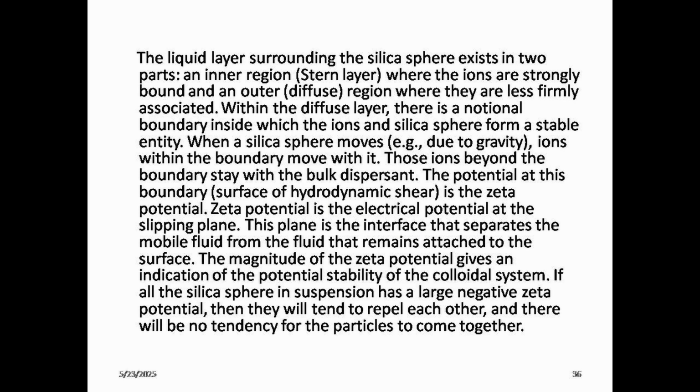The liquid layer surrounding the silica sphere exists in two parts: an inner region, the stern layer, where the ions are strongly bound, and an outer, diffuse region, where they are less firmly associated. Within the diffuse layer, there is a notional boundary inside which the ions and silica sphere form a stable entity. When a silica sphere moves, e.g., due to gravity, ions within the boundary move with it. Those ions beyond the boundary stay with the bulk dispersant. The potential at this boundary, the surface of hydrodynamic shear, is the zeta potential.